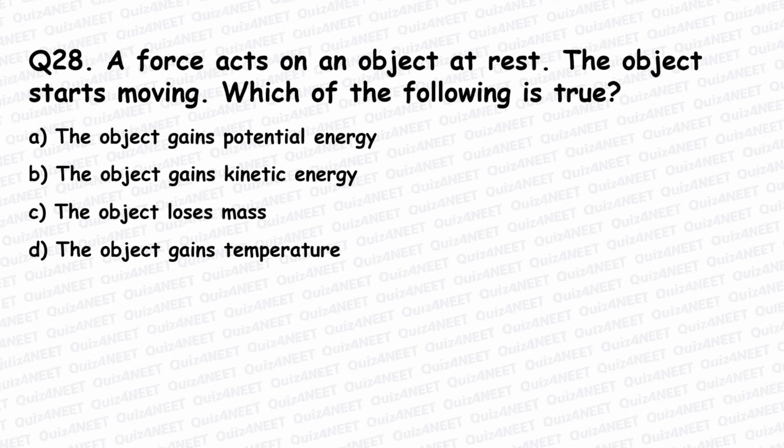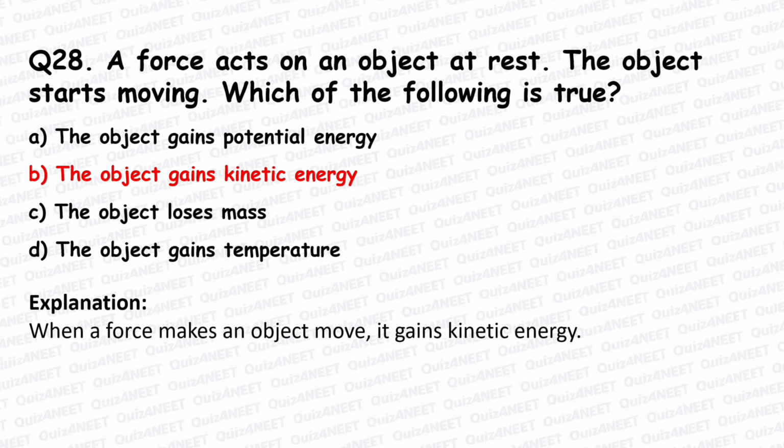Q28. A force acts on an object at rest. The object starts moving. Which of the following is true? A, the object gains potential energy; B, the object gains kinetic energy; C, the object loses mass; D, the object gains temperature. Answer: B, the object gains kinetic energy. Explanation: When a force makes an object move, it gains kinetic energy.